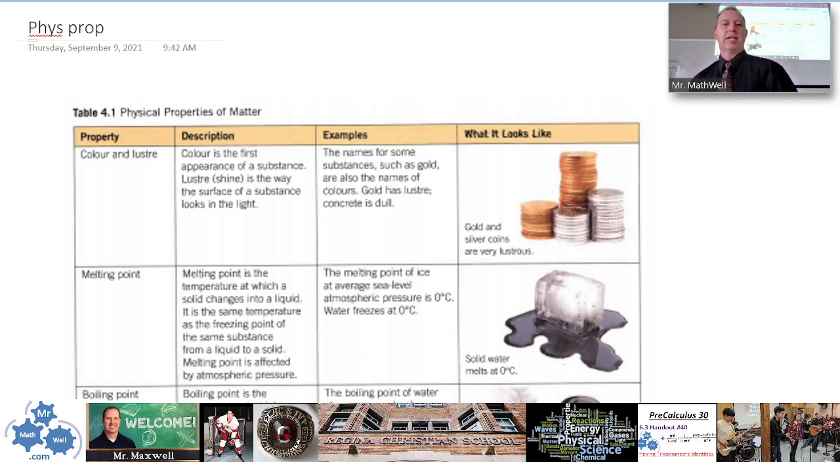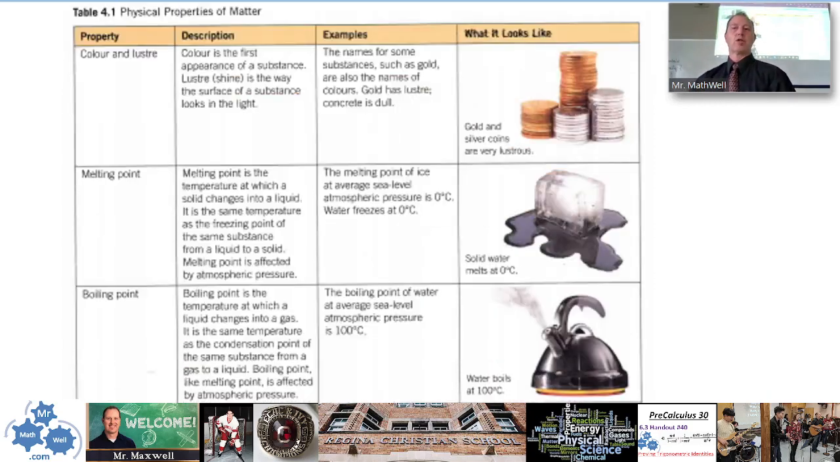Color or luster. The color obviously is easy. You can describe what color it is, what it looks like. The luster is how shiny it is. So you could say it's very lustrous. That means it's very shiny, like a brand new copper penny or a piece of metal like that. Melting point, also a physical property.